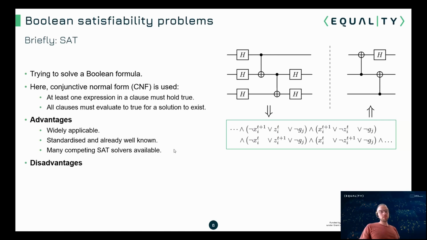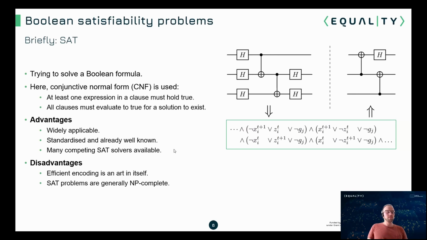Disadvantages, however, of such a Boolean satisfiability encoding are that the efficient encoding is in itself an art. And as already mentioned, the better you encode your problem, the speedier your compilation will be. You can have a better encoding running faster and a worse encoding taking longer for your compilation and the routing procedure of your circuit. And one other disadvantage here is that such problems are generally NP-complete. Yet the advantages outweigh the disadvantages here, which is why you're working with the satisfiability approach.